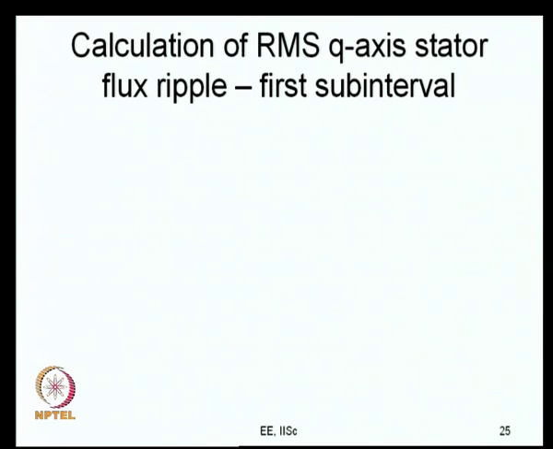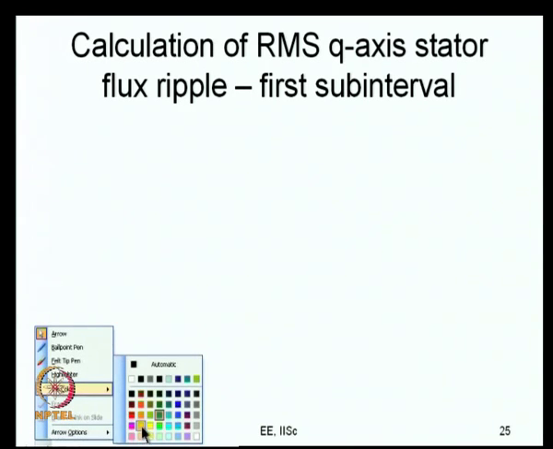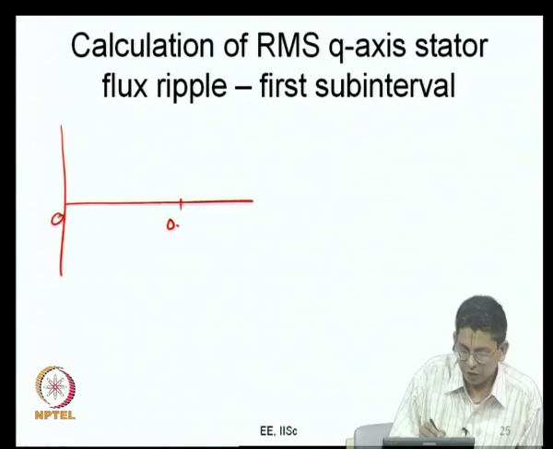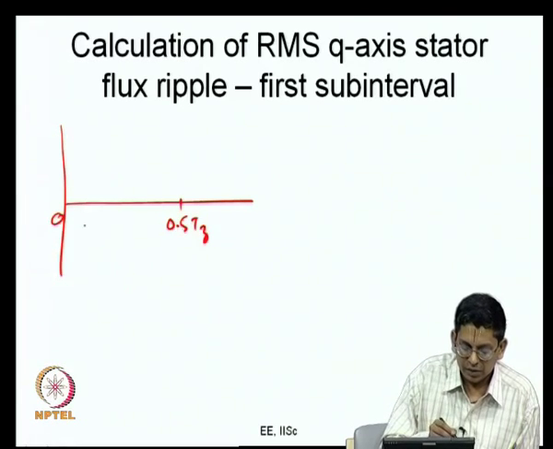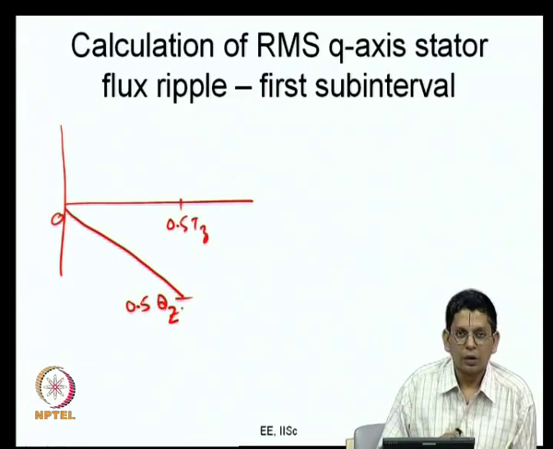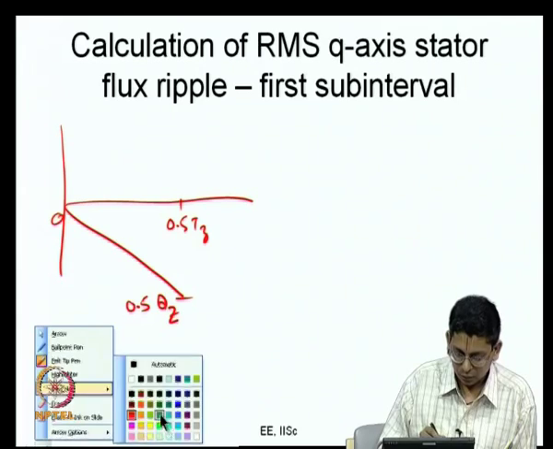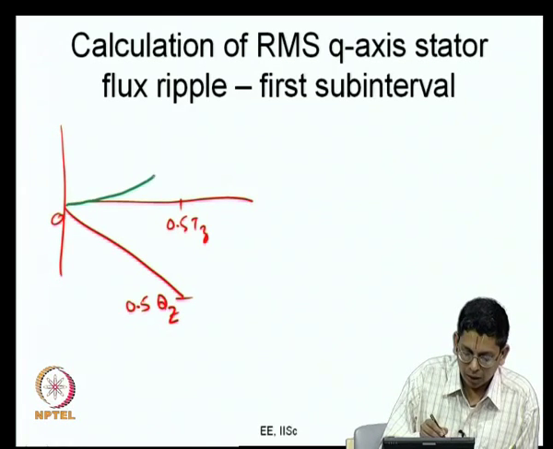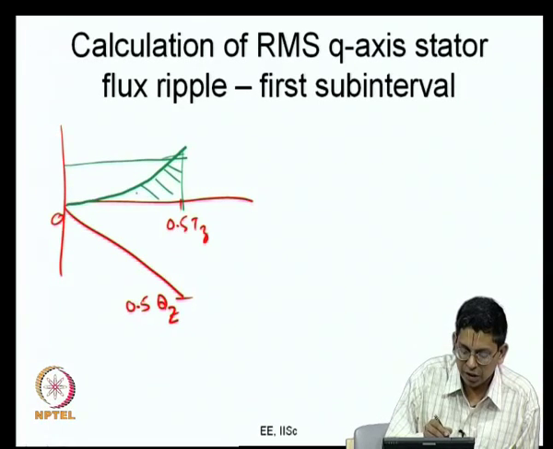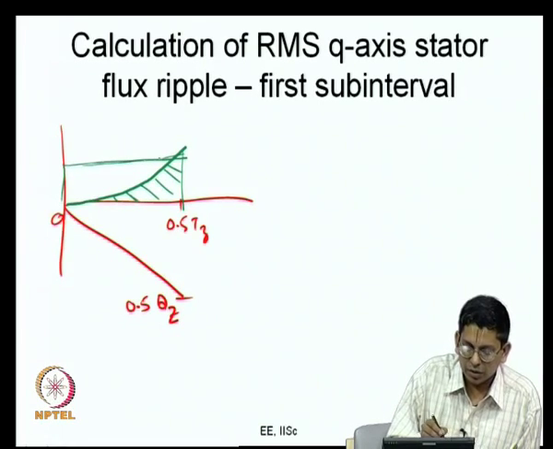So, this is the calculation of RMS q axis ripple over the first subinterval. I am just doing it subinterval by subinterval. What is the first subinterval? This is 0 and this is 0.5 Tz. It is changing like this and going to a value 0.5 times Qz. When I square it, it becomes a parabola like this, and the area under this parabola, the shaded area, is 1/3 of the area of this rectangle.